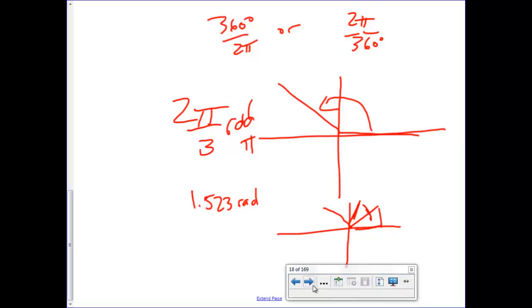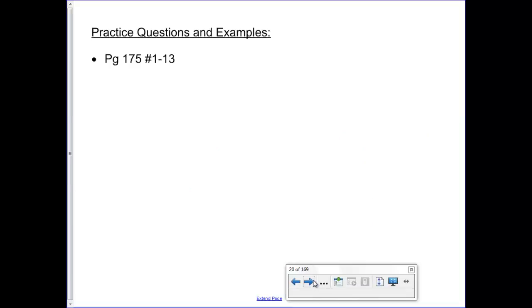So I know there's not a lot of time left today, but if you get a chance, please try some of these questions on this page. I won't be giving you an assignment for a while, but over the next couple of days, and especially over the long weekend, practice getting used to converting to radians.